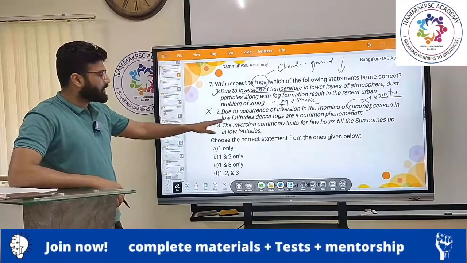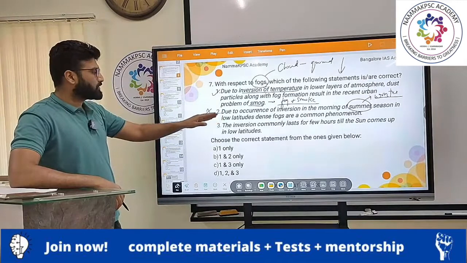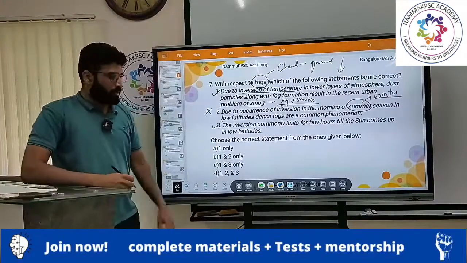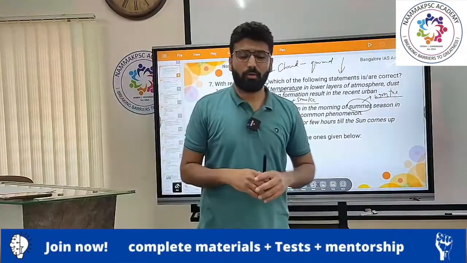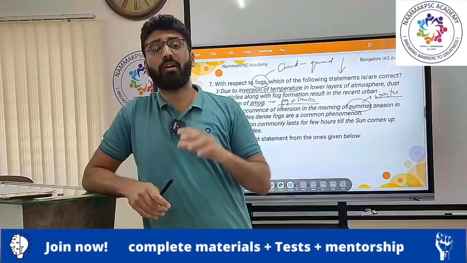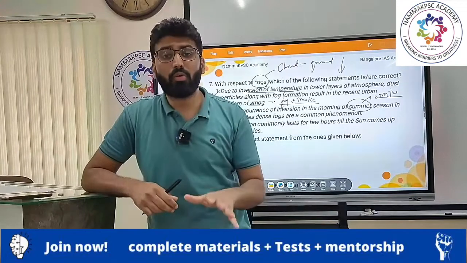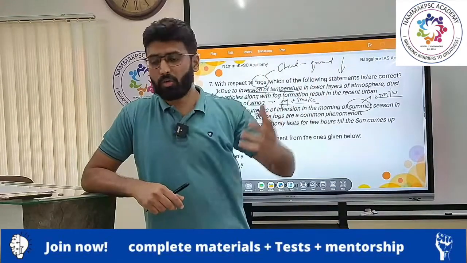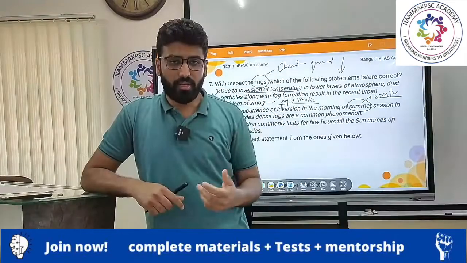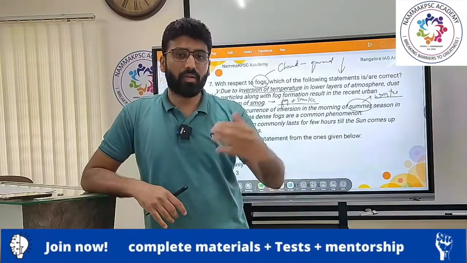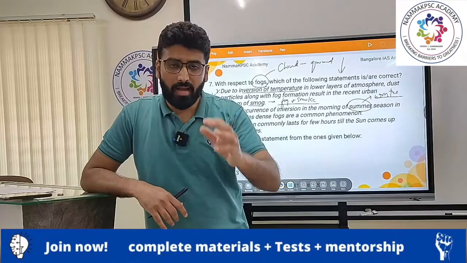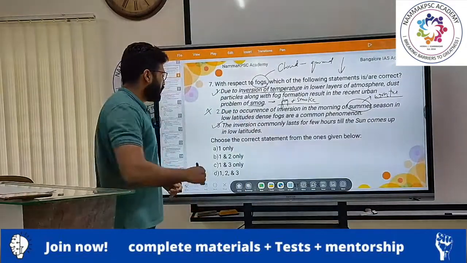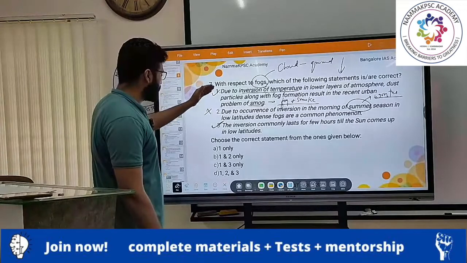The third statement says the inversion commonly lasts for a few hours till the sun comes up in low latitudes. Now, this particular statement is correct. If you already know the concept of temperature inversion, it mostly occurs early in the morning, especially ground temperature inversion. It occurs until the sun rises and you have enough solar insolation which will heat up the earth's surface, which in turn will heat up the layers of air just above it, and therefore this temperature inversion dissipates and you have normal lapse rate. So the third statement is correct. Second is wrong. First and third.